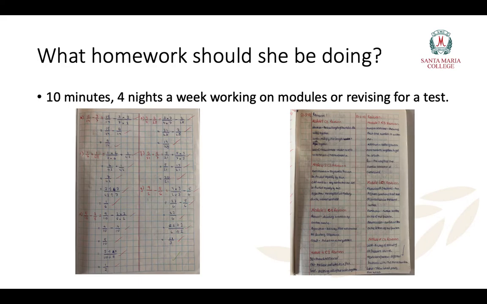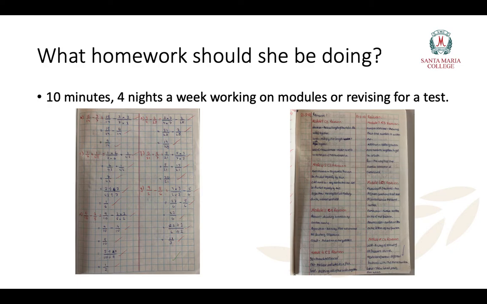What should my daughter be doing for homework? Well, as per the college policy, all girls should be doing 10 minutes a night, 4 nights a week, working on these key concepts or revising for their test. Now, here are 2 examples of work that you can see in their book. On the left-hand side, you can see an example of good setting out and good working. The girls marking their own questions from the system. All the answers are in there so they can go and mark their own work.